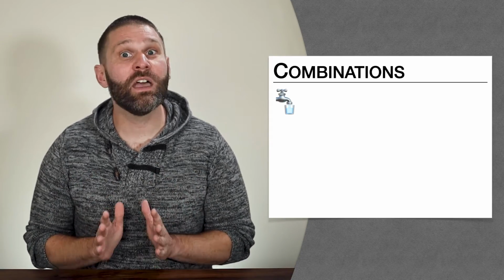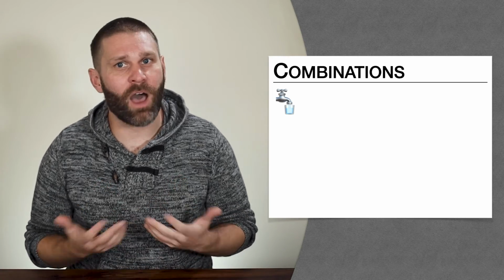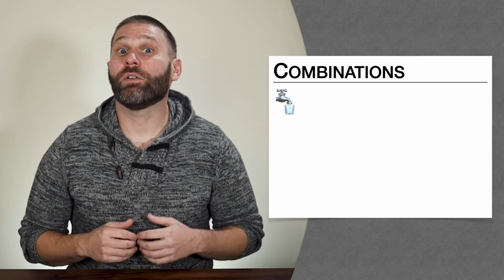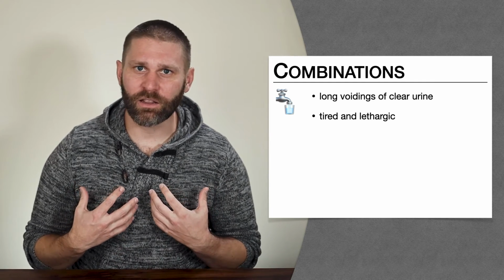Say a person is complaining of frequent copious urination. They have to get up 5 times a night to pee. They have long voidings of clear urine. They feel tired and lethargic.